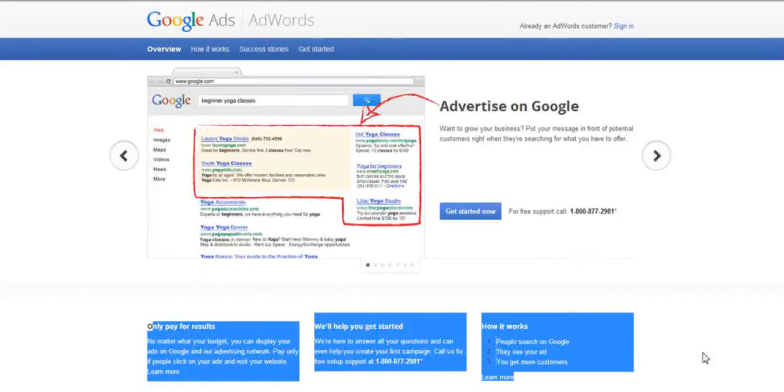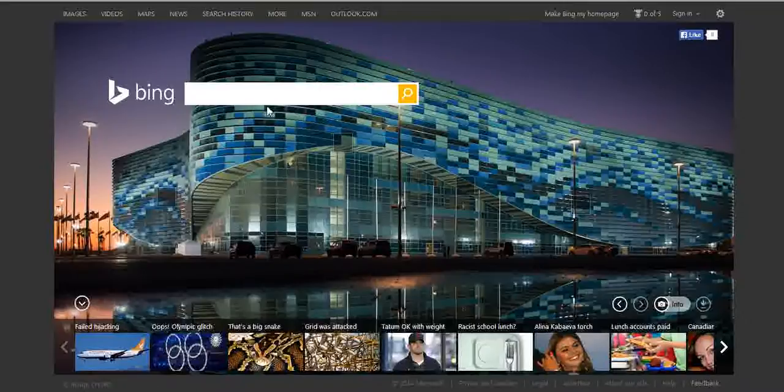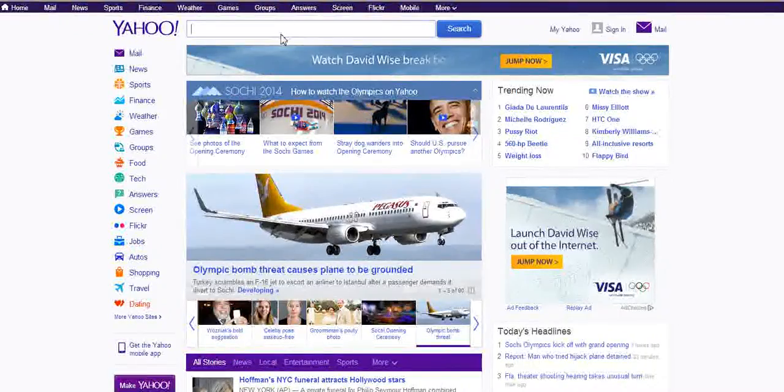Now, if you don't know, Bing is partnered with Yahoo. It serves ads on both search engines, so Bing and Yahoo. Now we'll get into some of the differences for you.